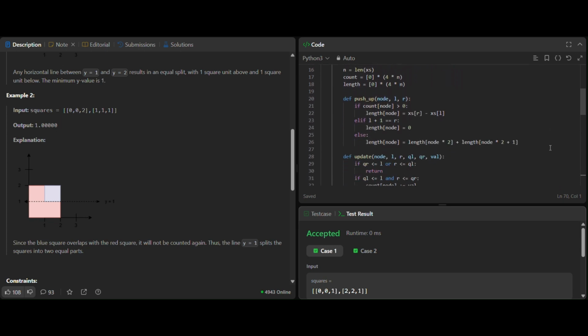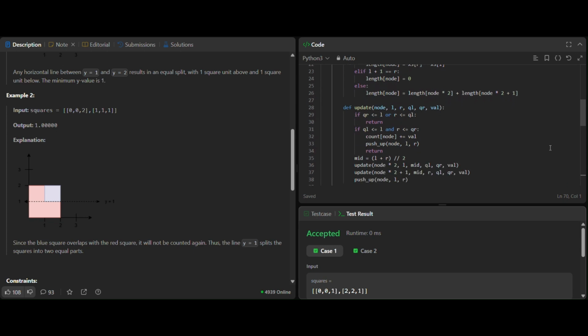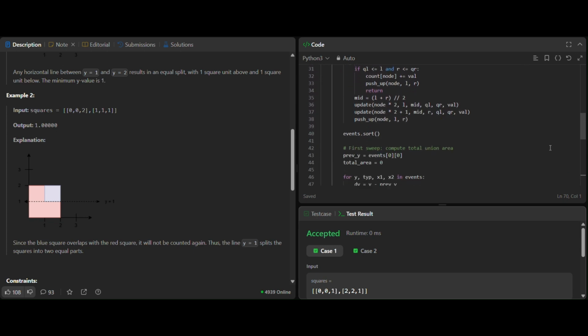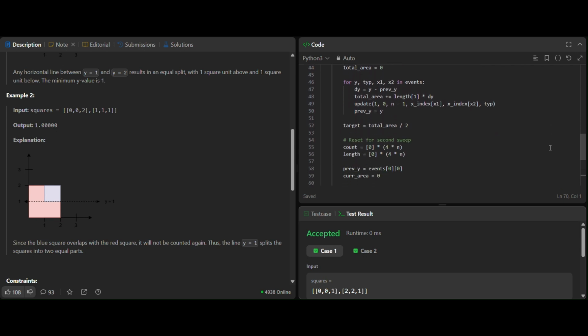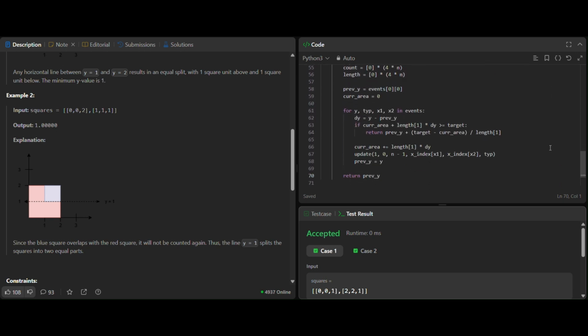Key interview insight. If shapes overlap and area is involved, assume union area unless stated otherwise. Recognizing this distinction is what separates mid-level from senior-level solutions.